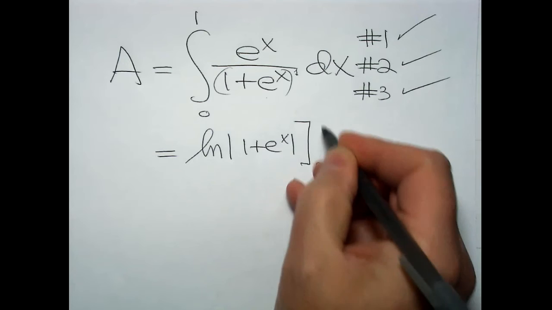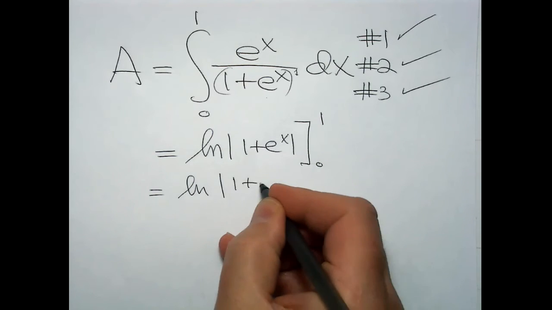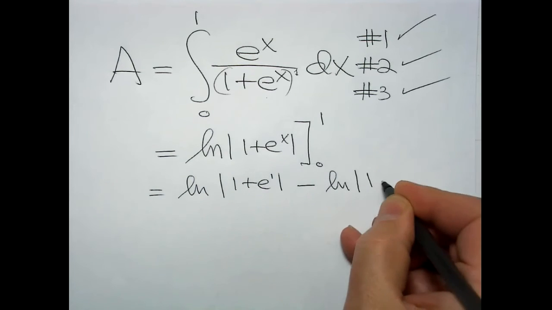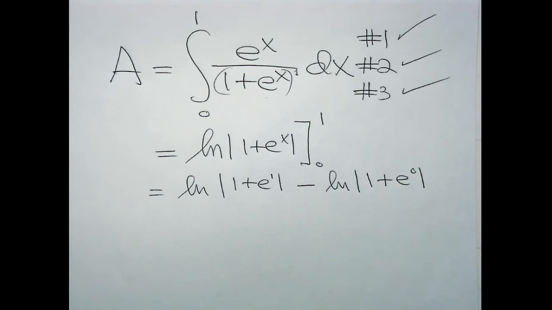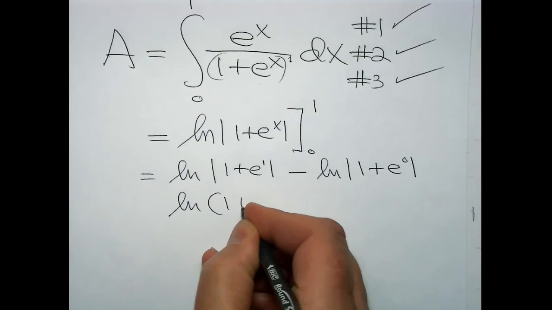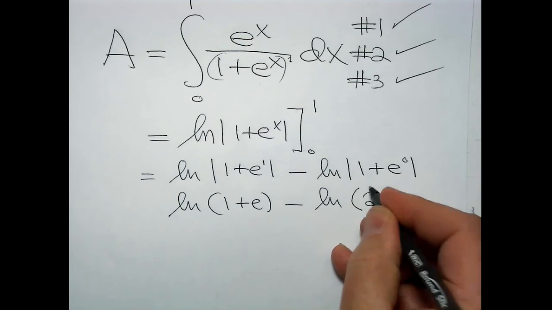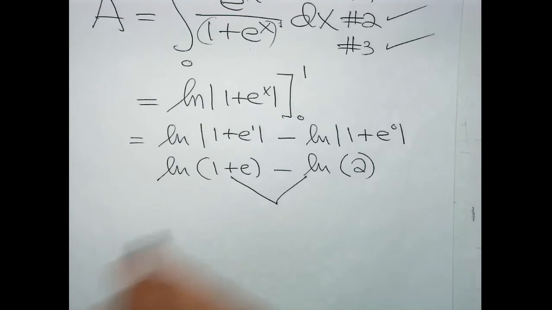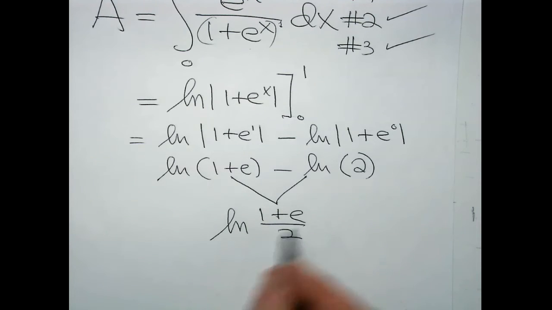And we got to run that from 0 to 1. So that would be the natural log of 1 plus e to the 1 minus the natural log of 1 plus e to the 0. Now, do we really need absolute values? I don't think so, because these are already positive. So it's natural log of 1 plus e minus the natural log of 2. In fact, natural logs love to combine together, don't they? Subtraction on the outside becomes division on the inside, and this would be our answer.